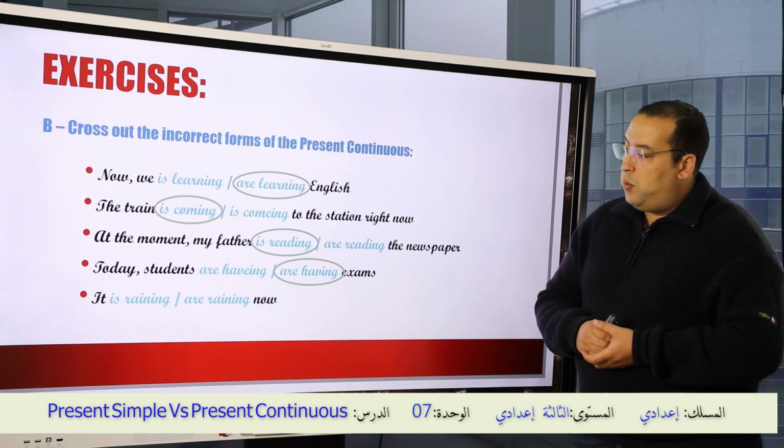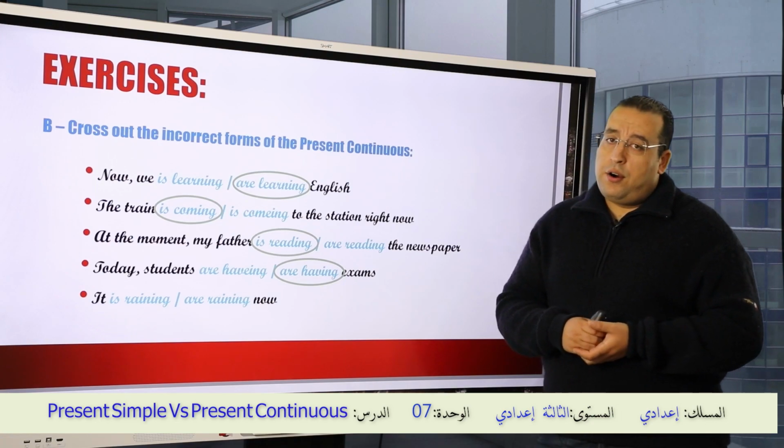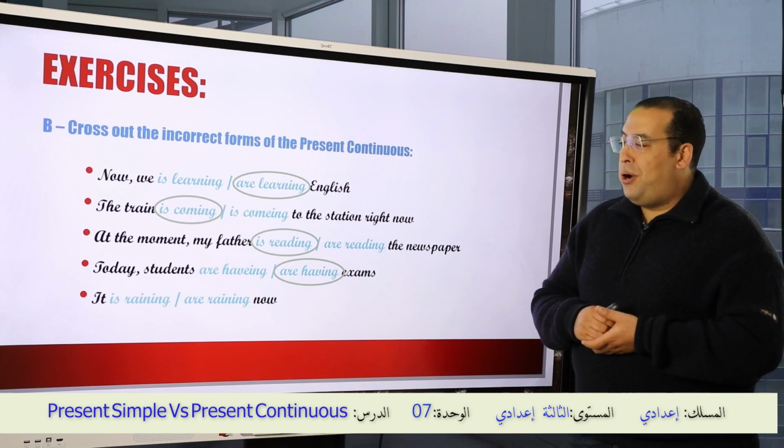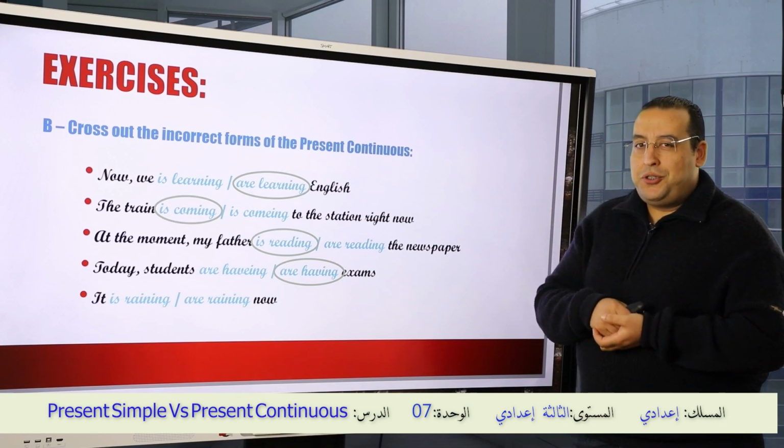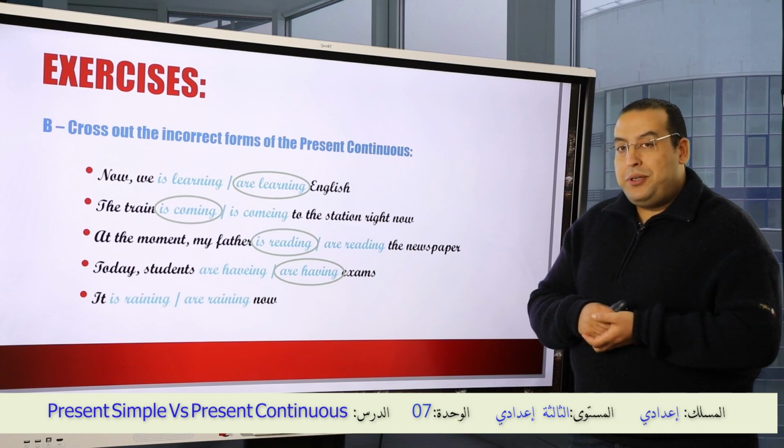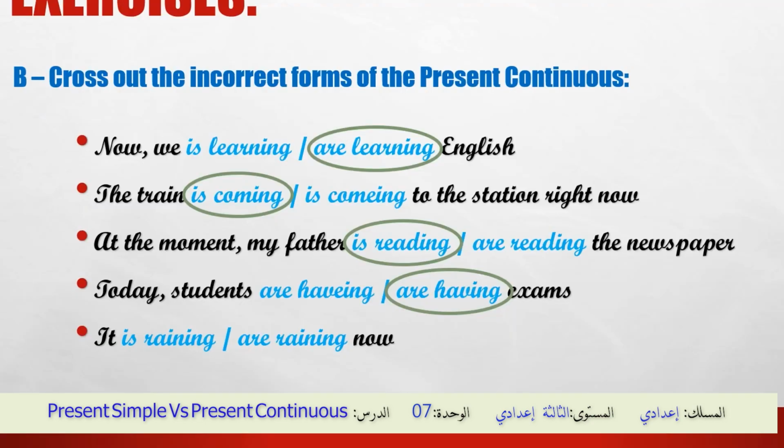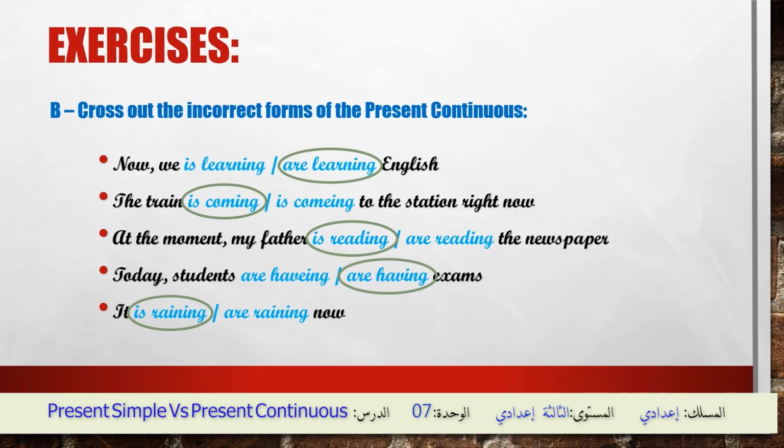It now is raining or raining. Of course, when we talk about the rain or the snow, we refer to it with the subject it. And it goes with is, not with are, okay? So we say, it is raining now. Very good. So I hope you got most of the answers correct.